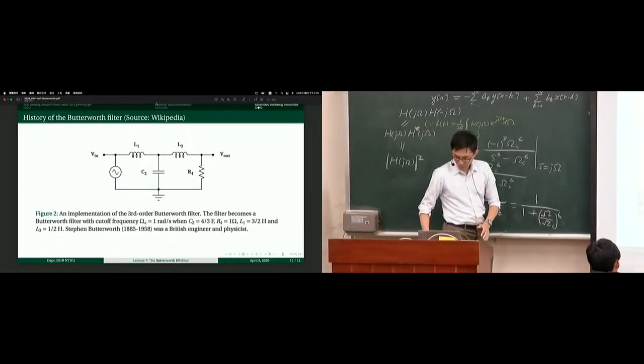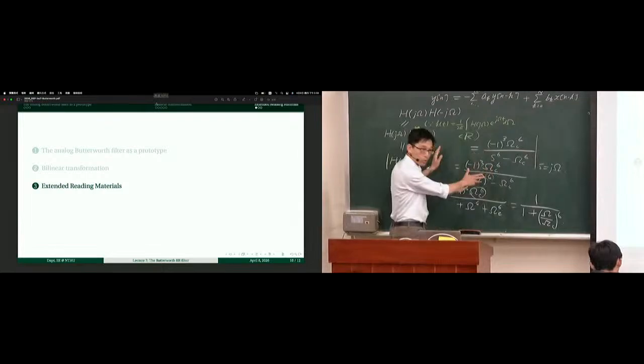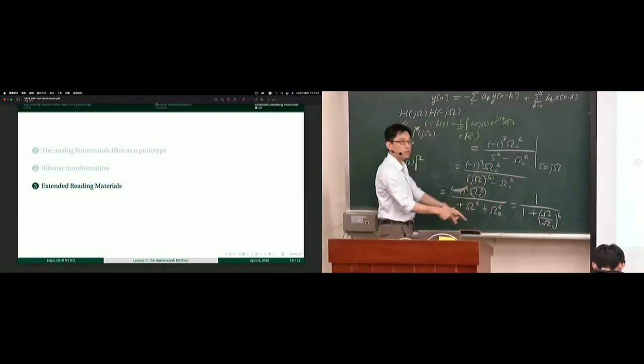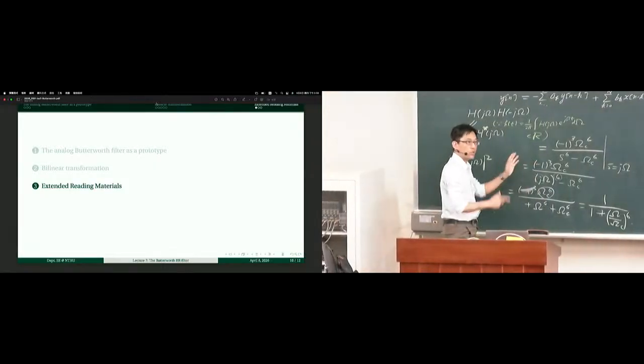Okay, I guess that will be it. So next week when we come back, we will introduce... Now this is just a prototype. We haven't talked about how to make it digital. Next week we will do the transformation.